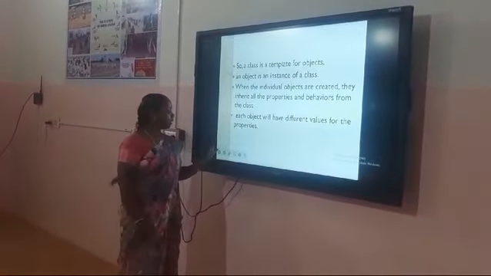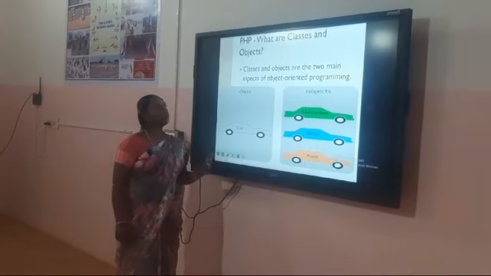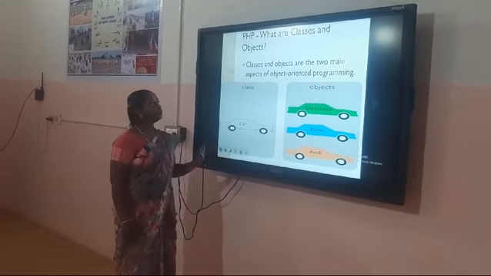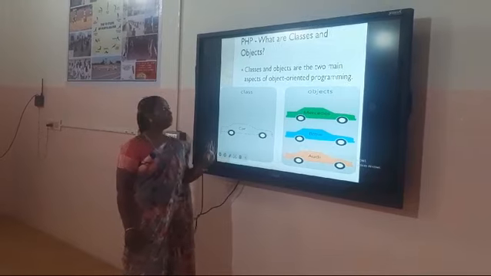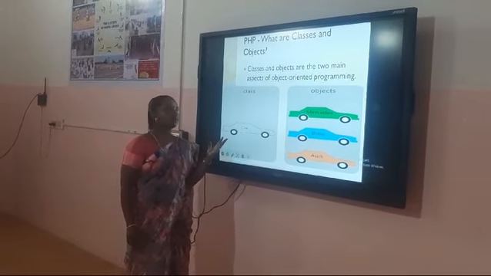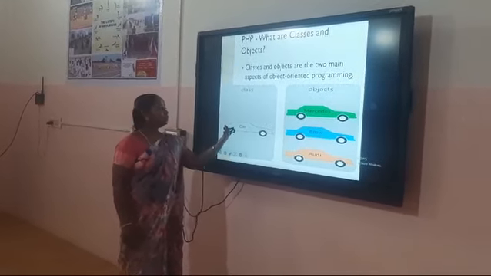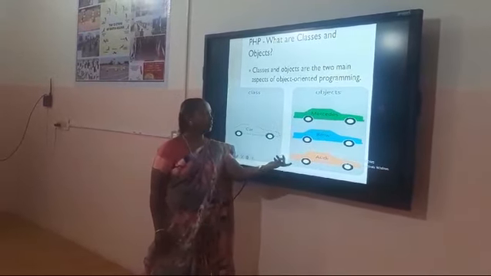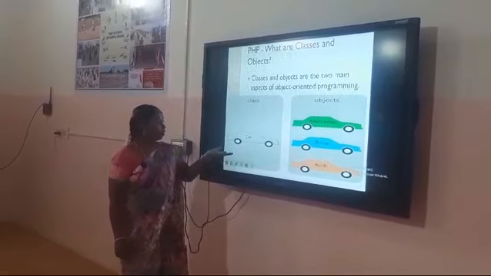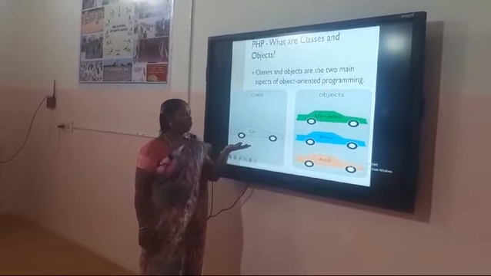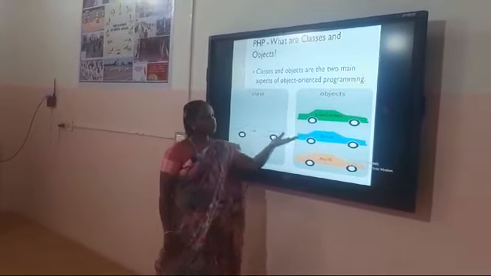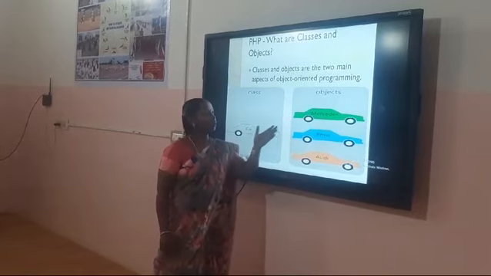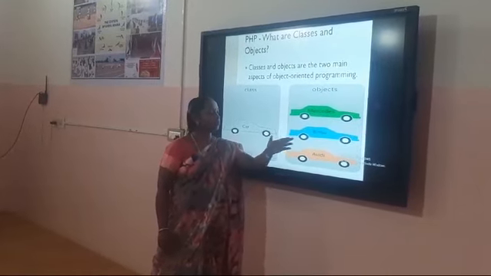OOPS concepts mainly revolve around classes and objects. So what is a class? Class and objects are the two main aspects of object-oriented programming. This is the class example, and this is the object example. So a class is defined for a car model, and the objects are the models of the car, that means Mercedes, BMW, Audi.